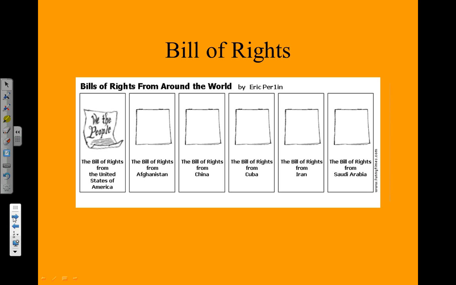Constitution. The Bill of Rights. The Bill of Rights is actually part of the Constitution. It's the first 10 amendments of the United States Constitution, and the Bill of Rights is the part of the Constitution that outlines the rights of the citizens of that country, and in our case, the citizens of the United States. In this cartoon, what this is referencing is we in the United States have a Bill of Rights, but look at all of these countries that don't have a Bill of Rights that protect the rights of its citizens. Very interesting.